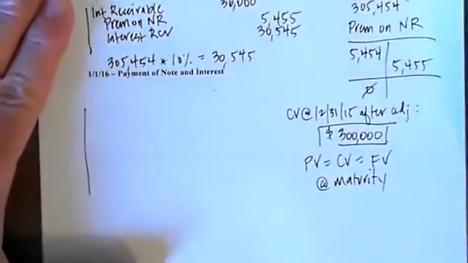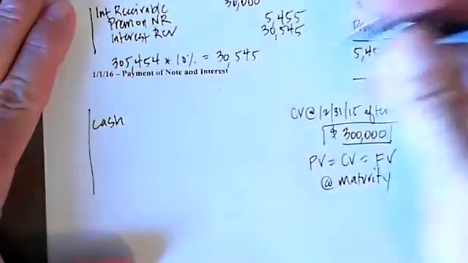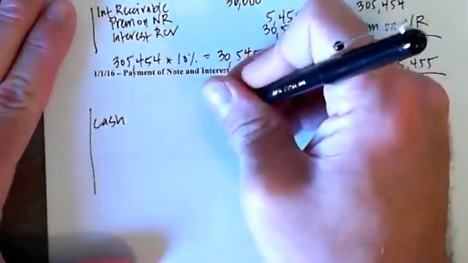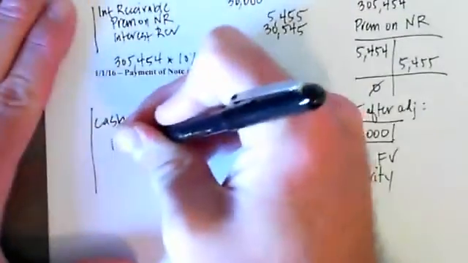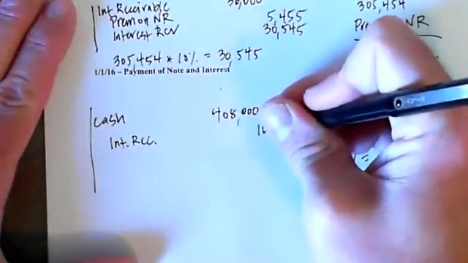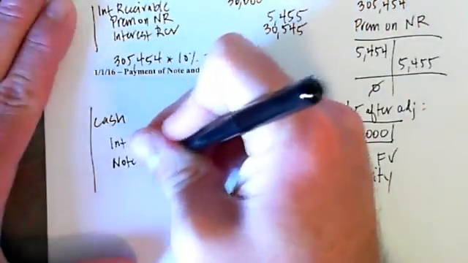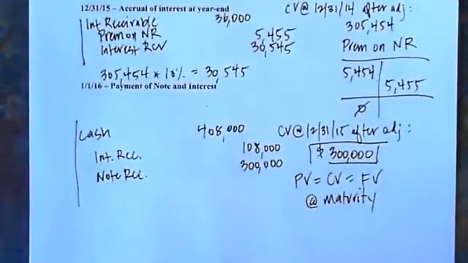Whenever we pay the note, this is a pretty simple journal entry then. We get cash for those 3 interest payments plus the maturity on the note. That would amount to 408,000 overall. We eliminate the interest receivable of 108,000 and eliminate the note receivable. Notice we haven't touched that the whole time until the note matures, and then we zero it out. Right. So that's how you work a problem, notes receivable.